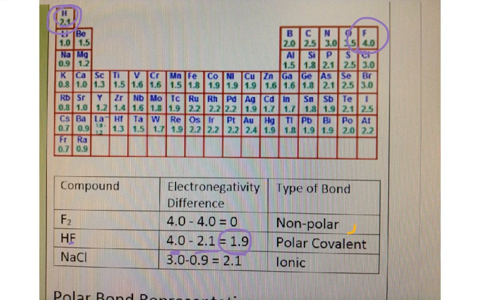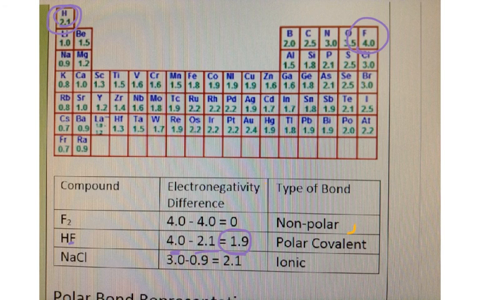So I would write down that this bond would be polar covalent, which means that there is a pull of electrons going towards one of the elements. Okay, so one of the elements is hogging more of the electrons. Even though they're sharing them, it's not entirely equal.